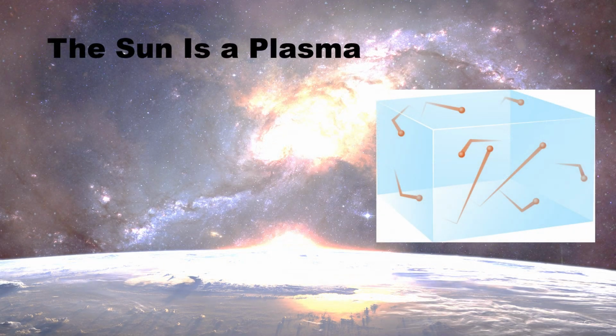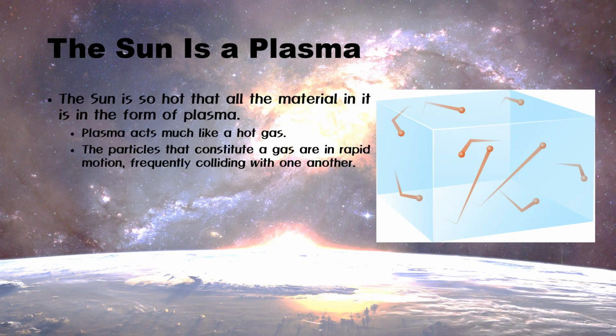So the first thing we have to understand about our star is that our sun is really just a giant blob of plasma. The sun is so hot that all the material in it is in the form of plasma. If you remember, this is ionized gas. And plasma, in turn, acts very much like a hot gas.